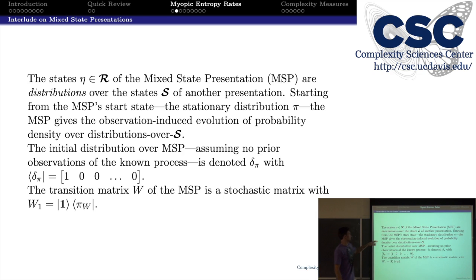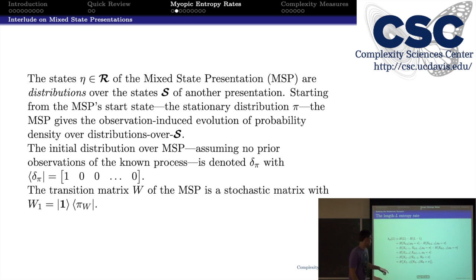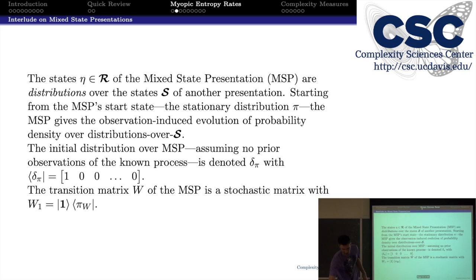If you guys forgot, there's some set of states that we'll use this R for, the set of the mixed states. These are all of the states that you can get if you start at the stationary distribution and observe words. What distributions can be induced by starting in that stationary distribution and observing words? And again, each of these states is a distribution over the states of the original presentation. We want to start at the stationary distribution because that's what the entropy rate formula told us to do in the last slide. We use this as a start state because that's what allows us to calculate this, right?